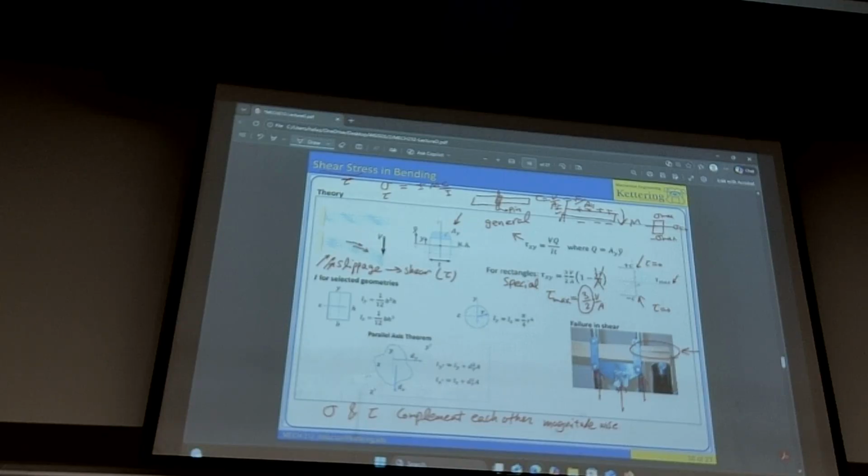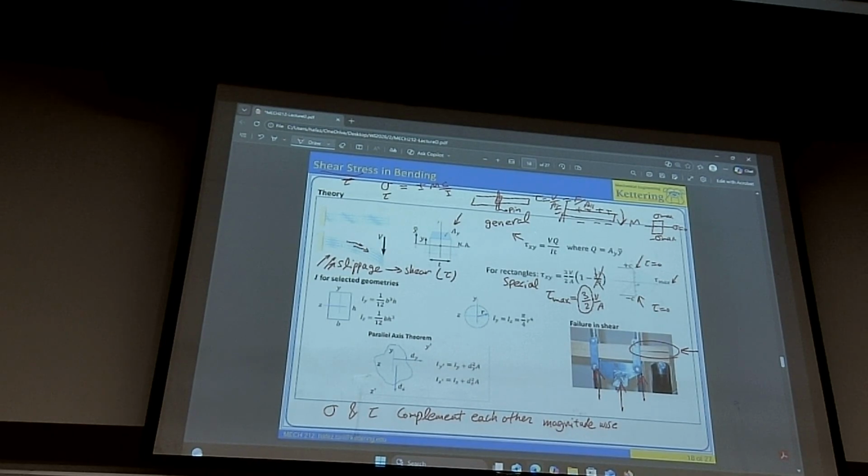All right, so now, this is for rectangles. We said it's max here, it's 0 here. It's not linear anymore because of the presence of this square term. It's a parabolic shape.